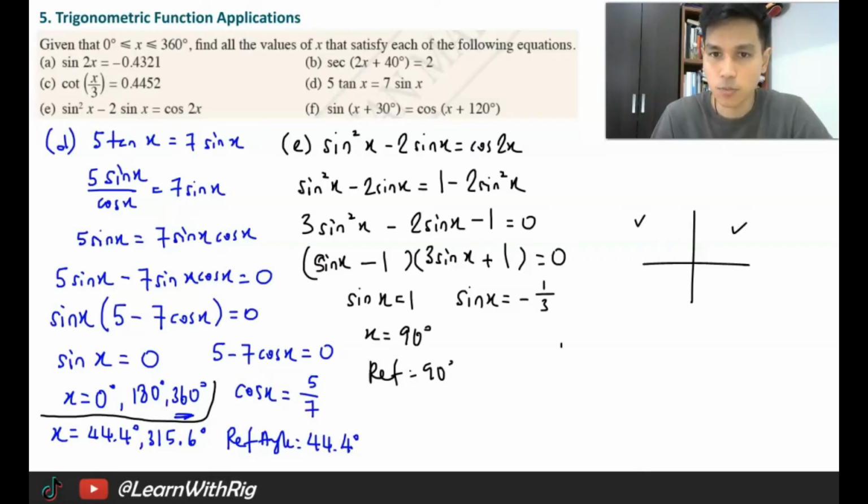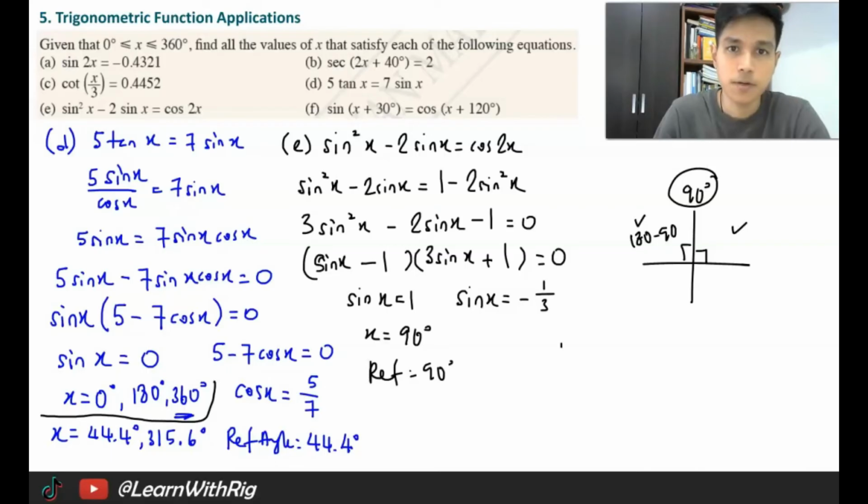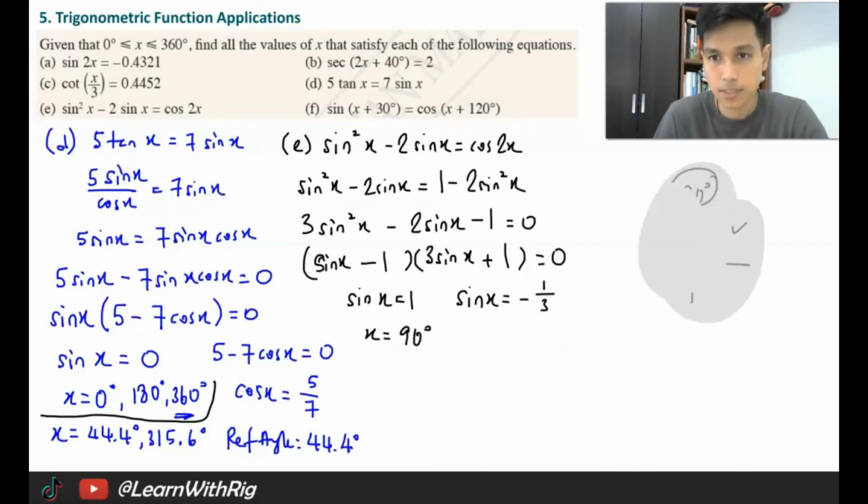So if it's in quadrant 1, it's obviously the same angle itself, so 90 degree. When it's in quadrant 2, you take 180 minus 90, right? So you also get 90. So both quadrants give you the same answer, so there's only one answer, x equals to 90. That's why I never write the reference angle, because it's actually the same thing. In the exam, if you want to write it, it's fine.